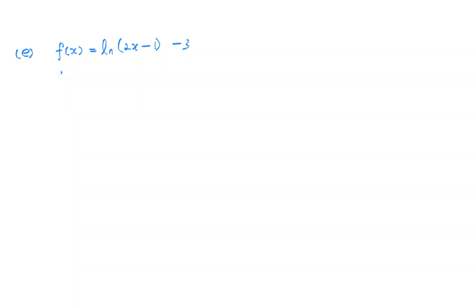So I look for my f prime x first. Still remember for ln, get ready the fraction: 2x minus 1 and 2 on top.